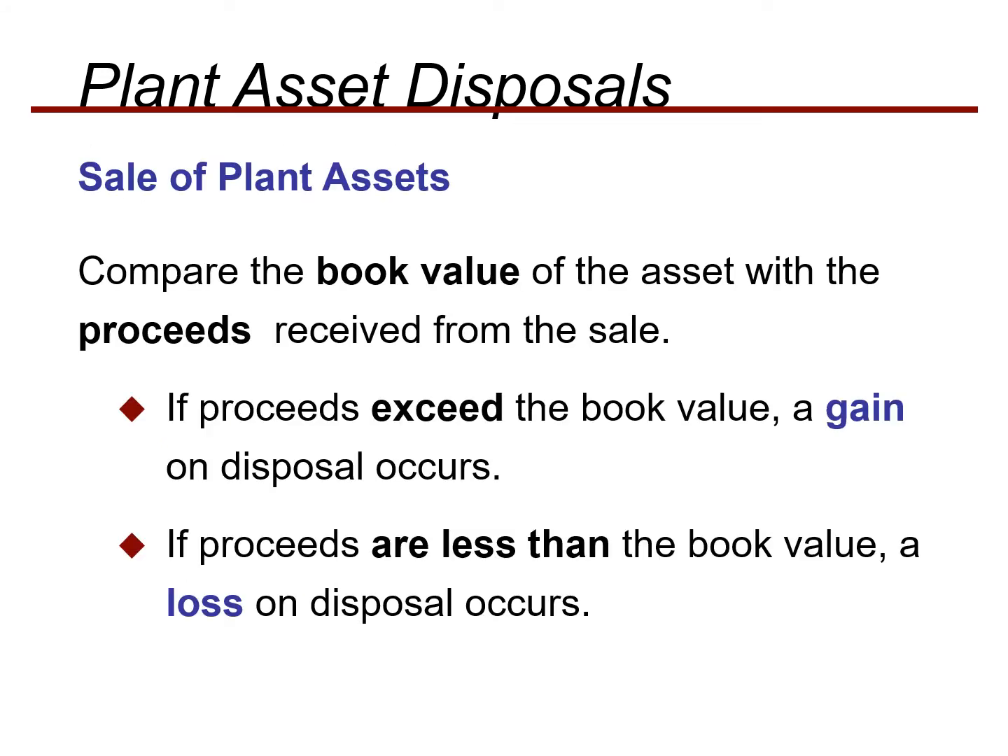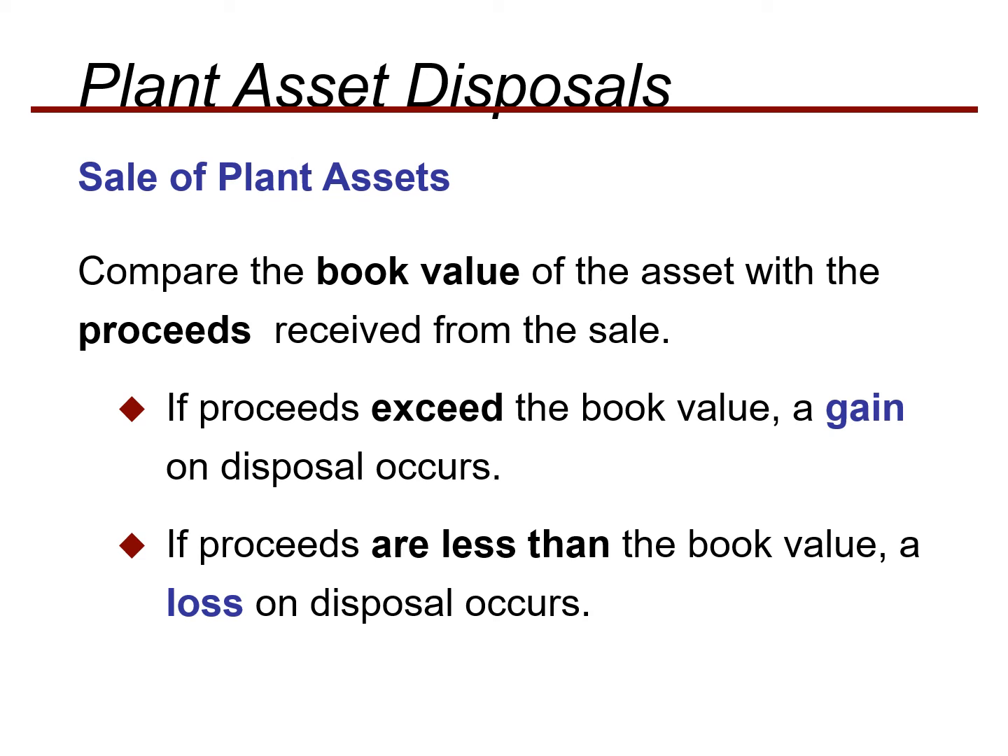Second is sale of plant asset. In the category of disposal of assets, the second thing is that when you sell your asset, we compare the book value of that asset with the proceeds received from the sale. For example, if you sell a truck and you were using that truck, the book value is the total cost of that truck minus the accumulated depreciation, and the proceeds are the amount that you get when you sold that asset.